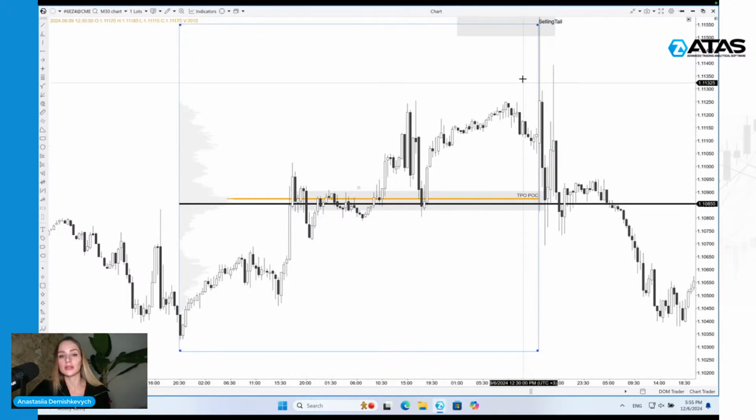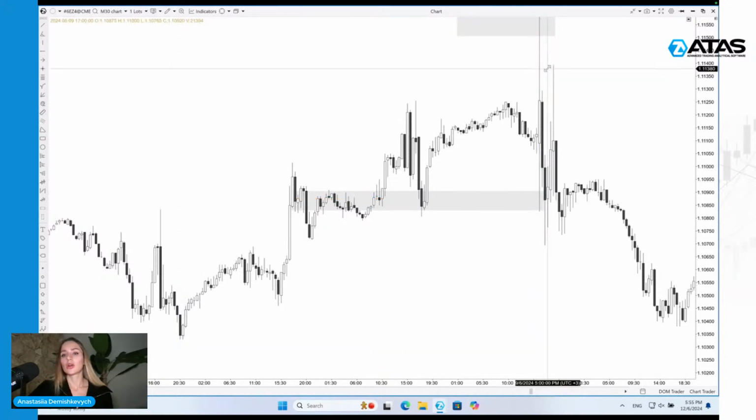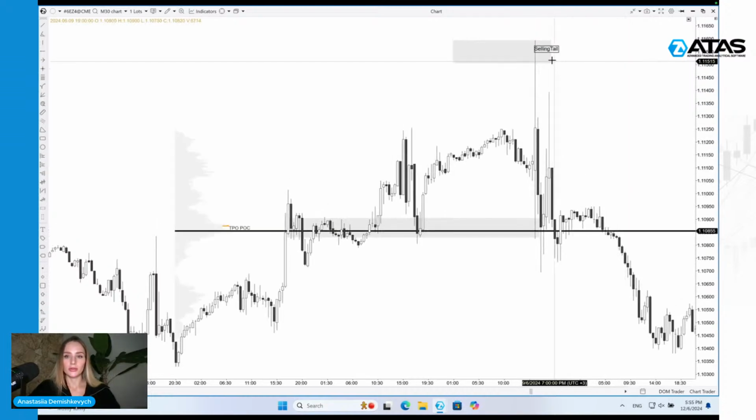Right, so let's use this as an example. I always confirm my high volume nodes using the TPO and market profile manual placement. And ATAS, I absolutely love it, and it helps a lot in the trend continuation setups. Now, again, let's go through our confirmations.